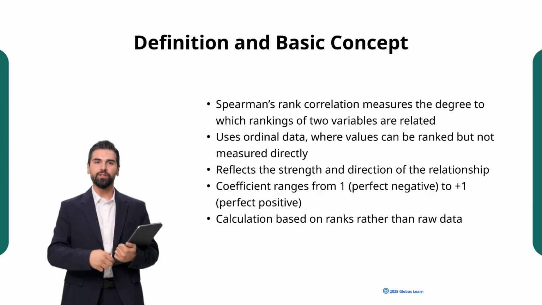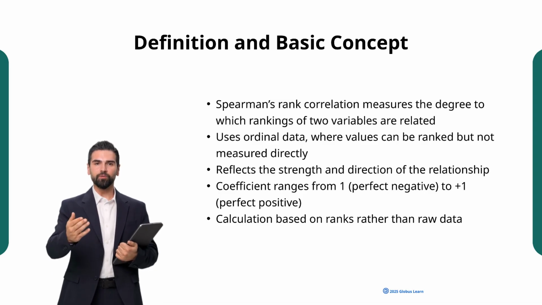What makes this method unique is that it deals specifically with ordinal data, which means we can rank things but can't measure them directly like we can with height or weight. This is essential because it gives us insight into not just whether the rankings move together but also to what extent, hence the correlation coefficient, which ranges from -1 to +1. A perfect positive correlation, +1, means if one ranking goes up, the other does too. A perfect negative correlation, -1, means that if one ranking goes up, the other goes down.